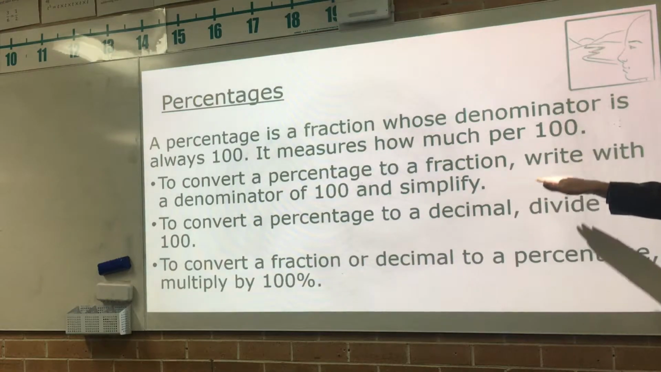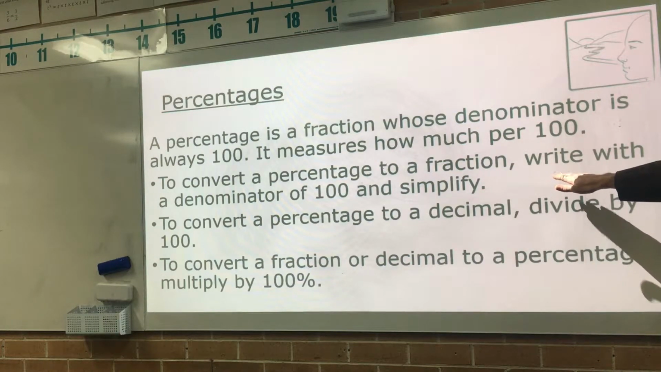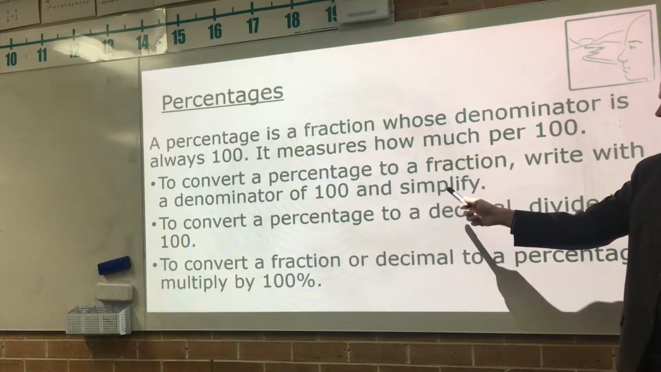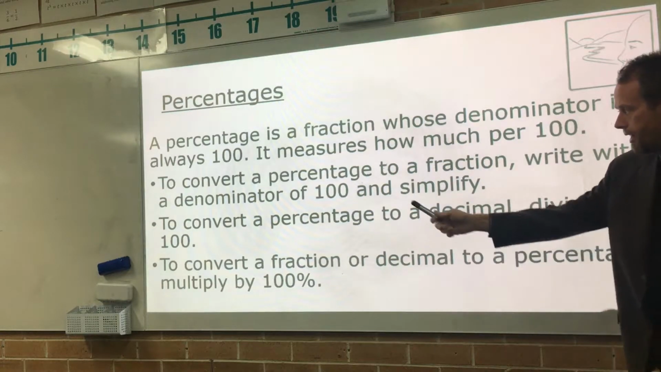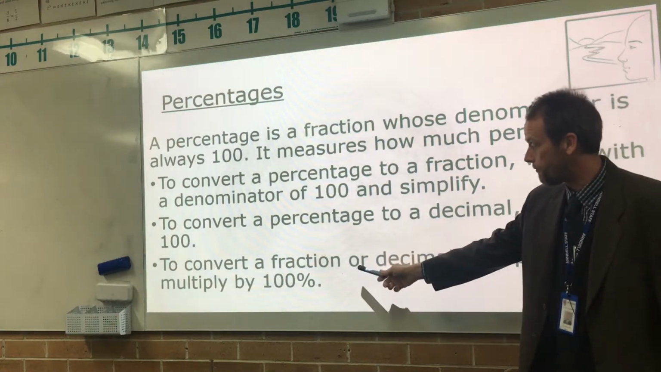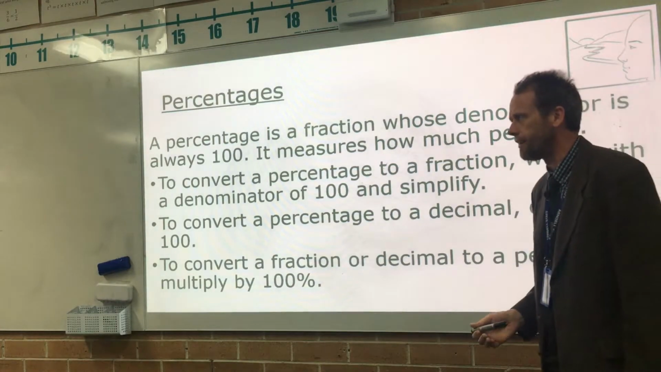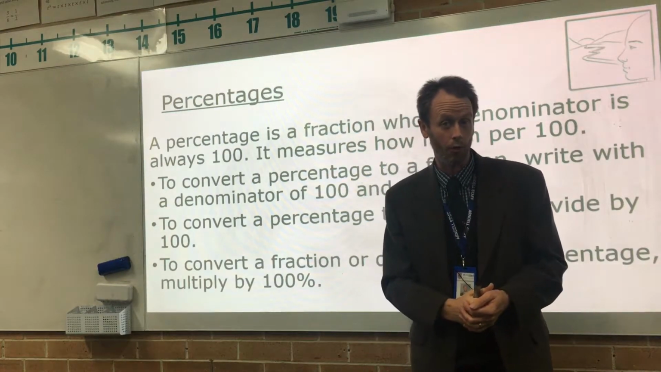It measures how much per 100. So I've got a bit of suggestions here for you, which you have hopefully already copied down. To convert a percentage to a fraction, write with a denominator of 100 and simplify. So that's from percentage to fraction. To convert a percentage to a decimal, divide by 100. To convert a fraction or decimal to a percentage, multiply by 100%, and I'll have to show you a bit of working for that. It's often easier on a calculator, but we're going to do it manually for the moment.